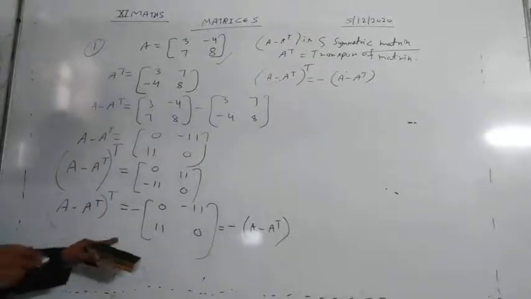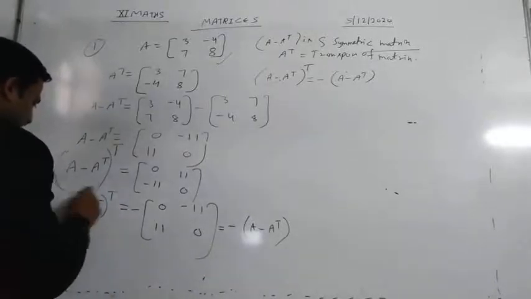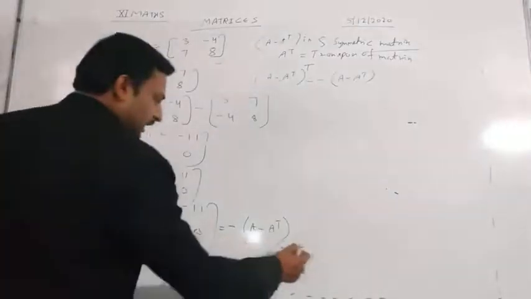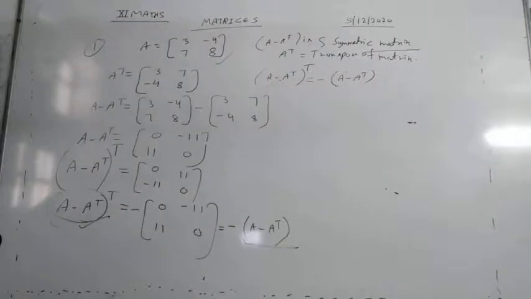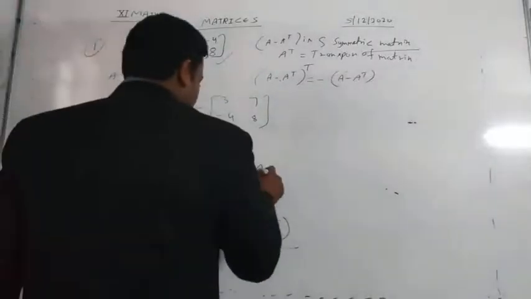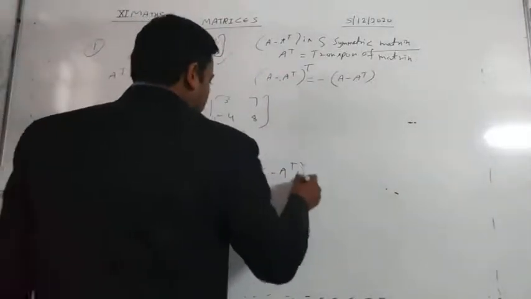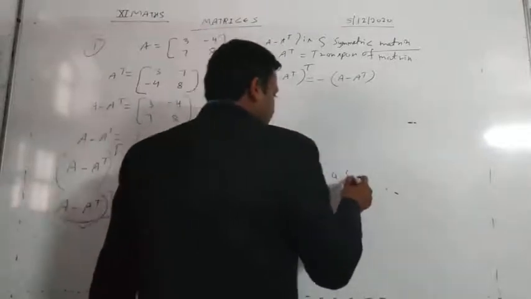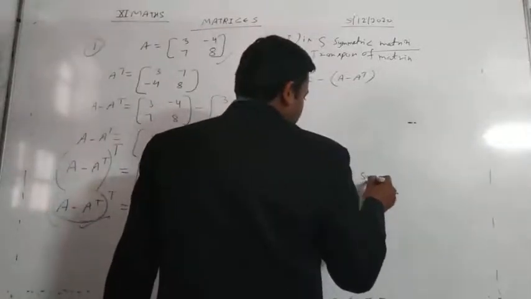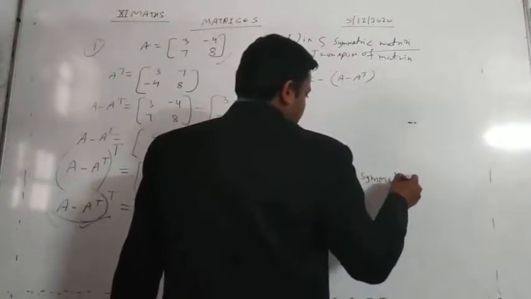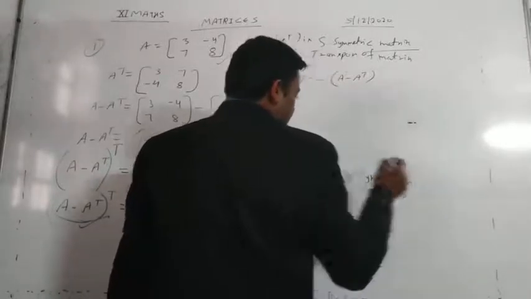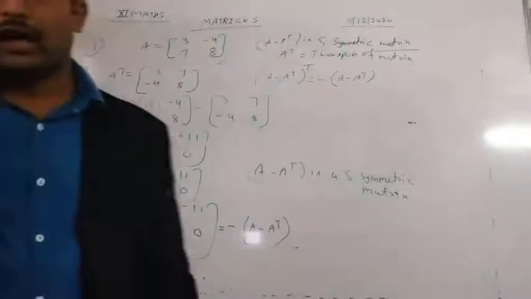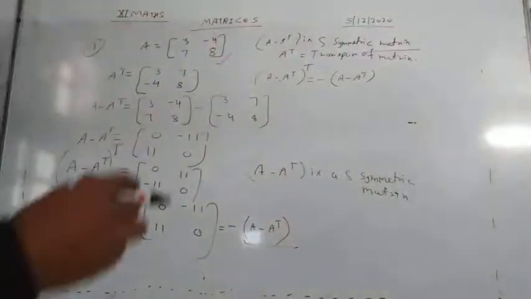So from here we are getting that the transpose of this matrix is equal to the negative of that matrix. So we can say that this A minus A transpose is a skew symmetric matrix. Okay, I hope you understand, students.